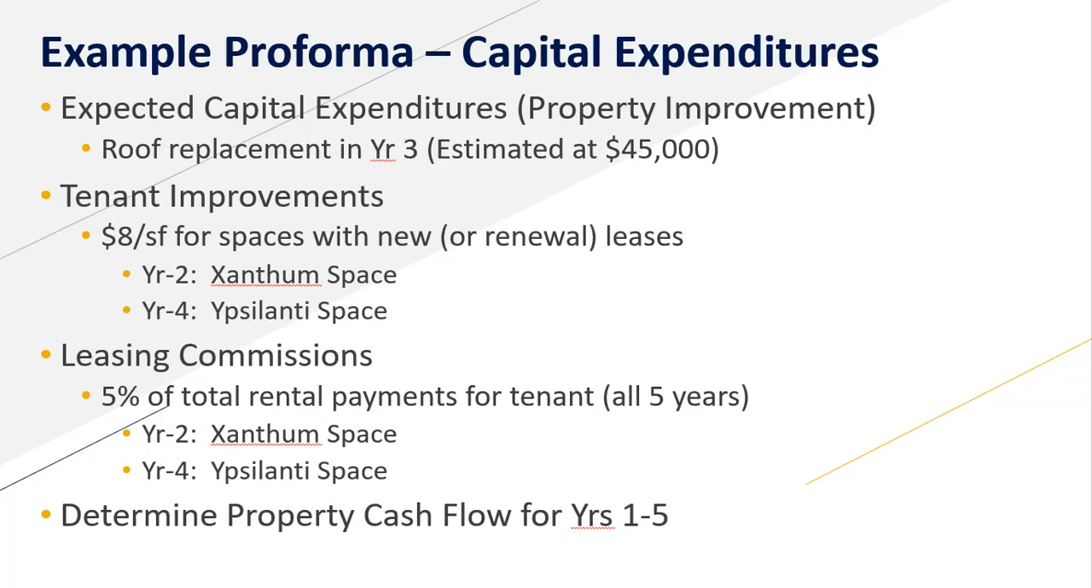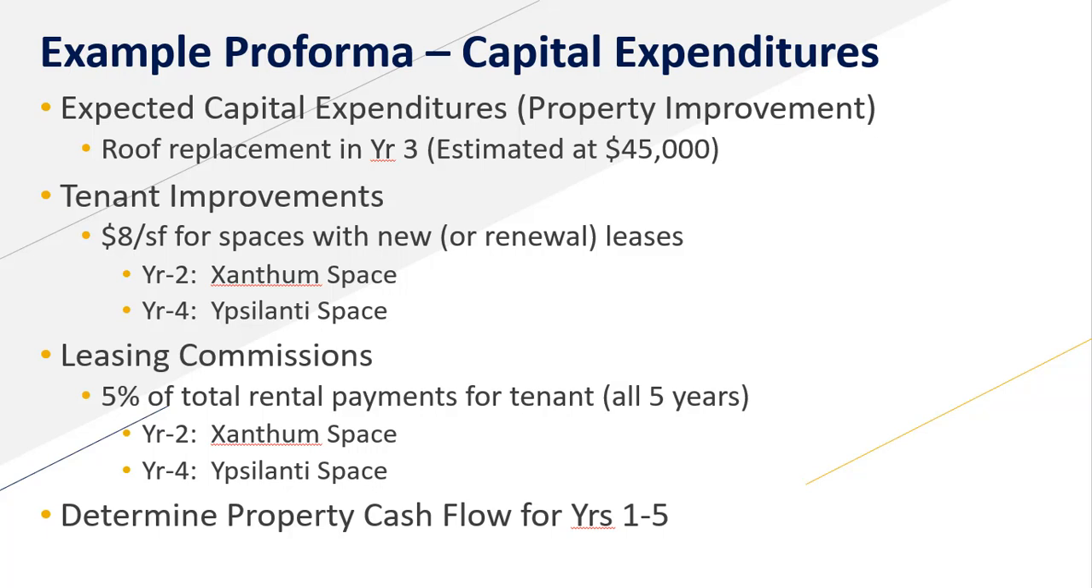So the next thing, after we've got the operating cash flows for the property, we need to look at the capital expenditures. And I've given you a few assumptions here. We're going to replace a roof in year 3. The estimated cost is $45,000. We've got tenant improvements of $8 per square foot. Anytime that we do new or renewal leases, we're going to pay that amount. So there's two of these spaces in the building that are going to be rolling over, is the way you'd say it. They're going to have a renewed lease or a new tenant coming in. Either way, we're going to have 2 spaces to do TIs in. So in year 2, the Xanthem space, in year 4, the Ypsilanti space.